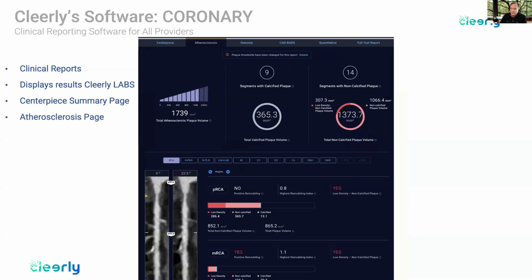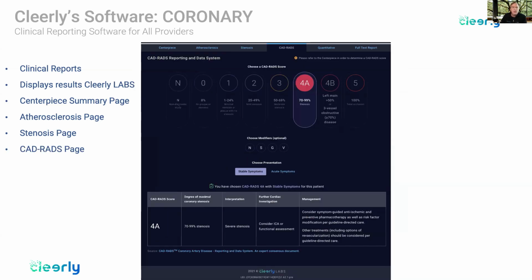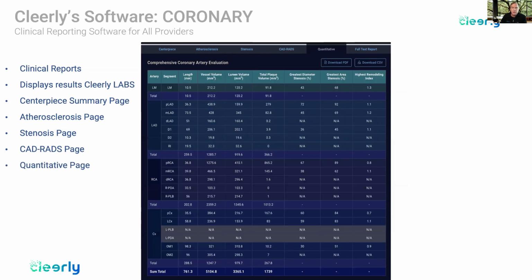We have a page specifically for all of the atherosclerotic data that you will need. We have a stenosis page that looks at stenosis on a per segment basis that can also be drilled into. CAD-RAD's reporting page. We have a quantitative page that lists the great deal of quantitative information. We have 37 different parameters that we report. This is really not intended for clinical use, but more so for those of you doing research.